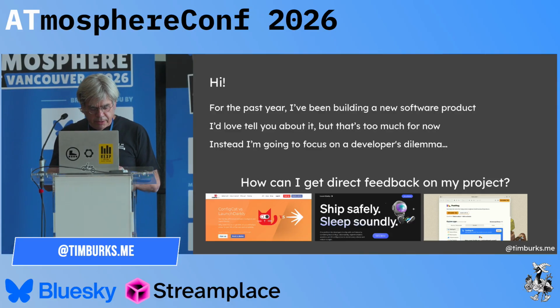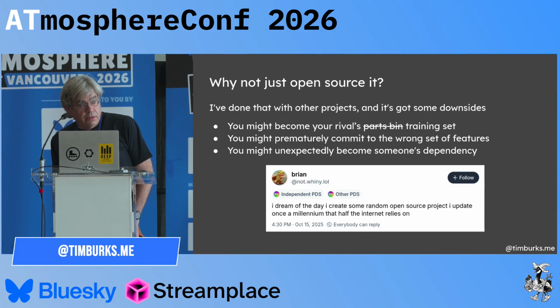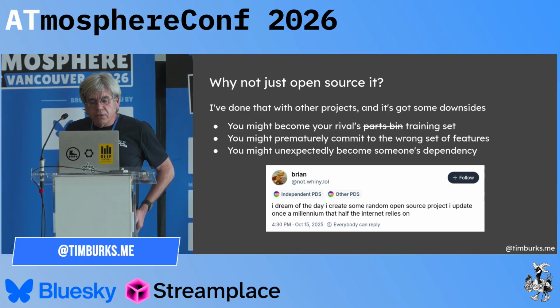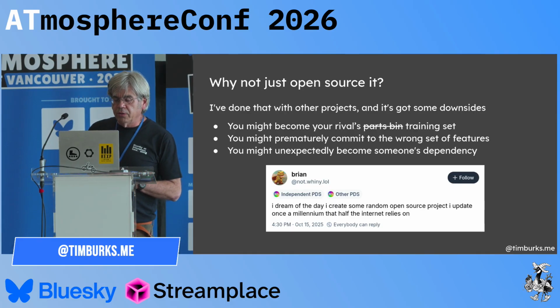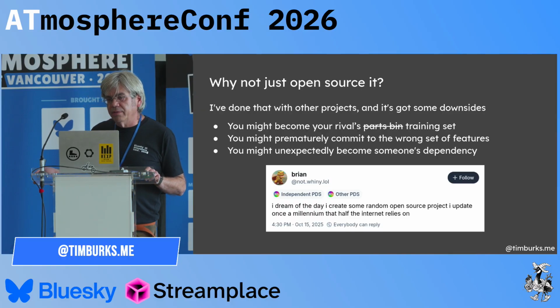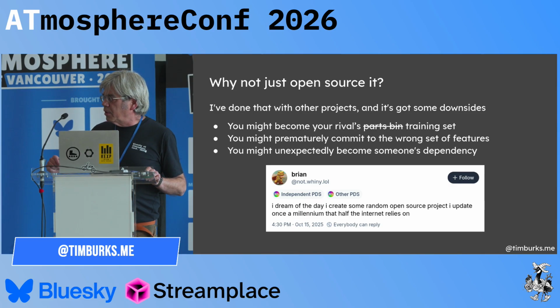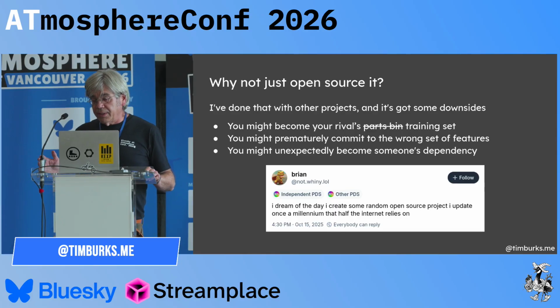Now, you might ask, why don't I just open source it? And I've actually done a lot of open source over the years. And as good as it is, it also has some downsides. The obvious thing is your code might become used by one of your rivals. It might be something that they or their coding assistants use. But more significantly, you might commit too soon to a set of features that you regret later. And even worse, you might unexpectedly become someone's critical dependency.